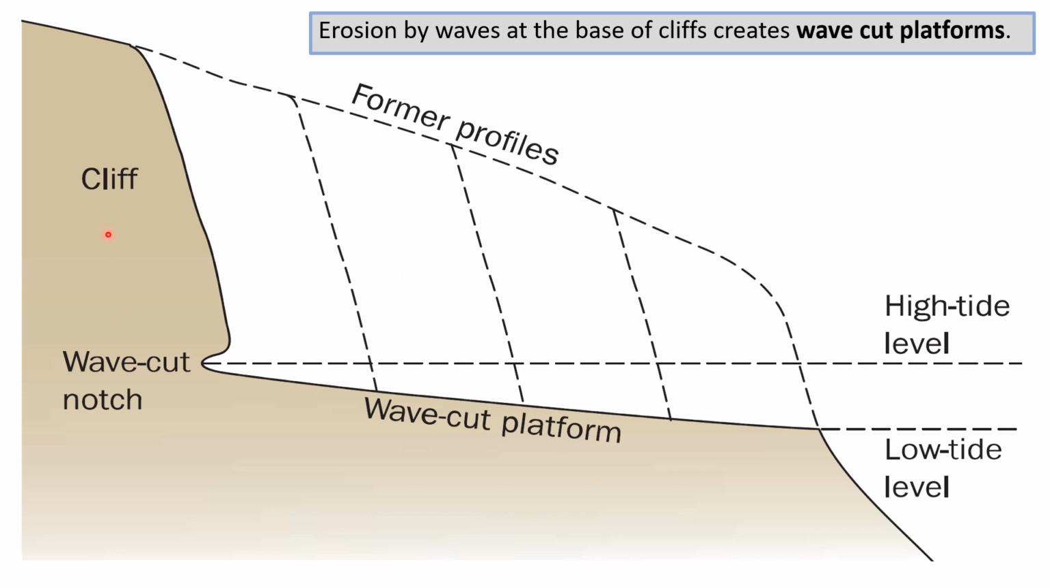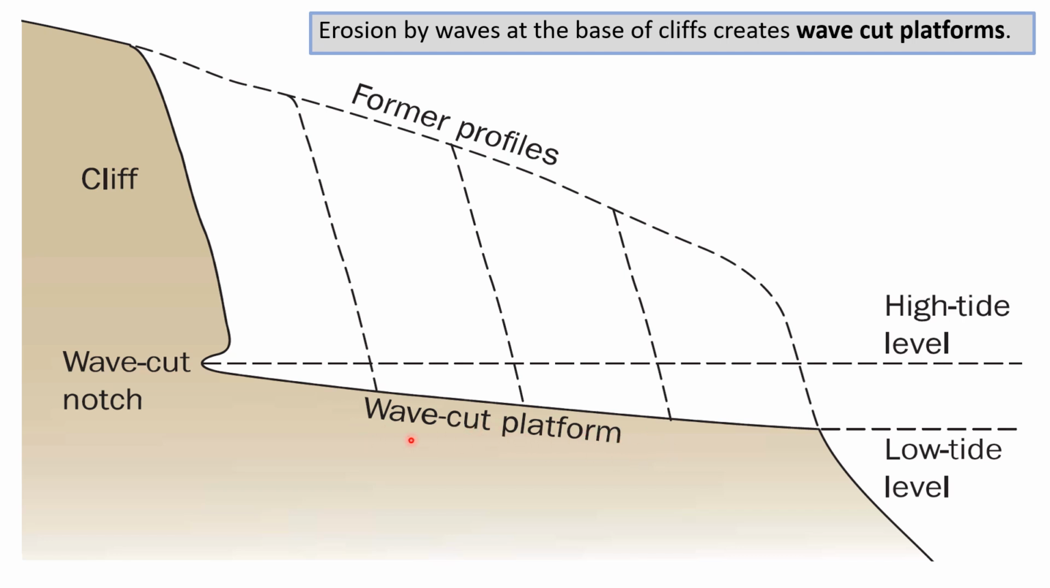Here's a diagram showing you the cliff, the wave cut notch. So the base of the cliff is eroded at high tide through destructive waves, through hydraulic action, which is the power of the water eroding the cliff, creating our wave cut notch. This means the top of the cliff is unsupported, so it will collapse. As this happens, these processes will repeat and the cliff retreats inland, leaving behind a rocky wave cut platform.